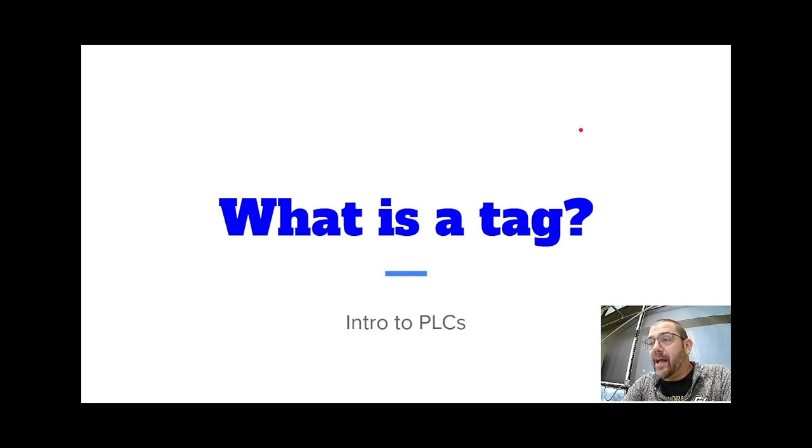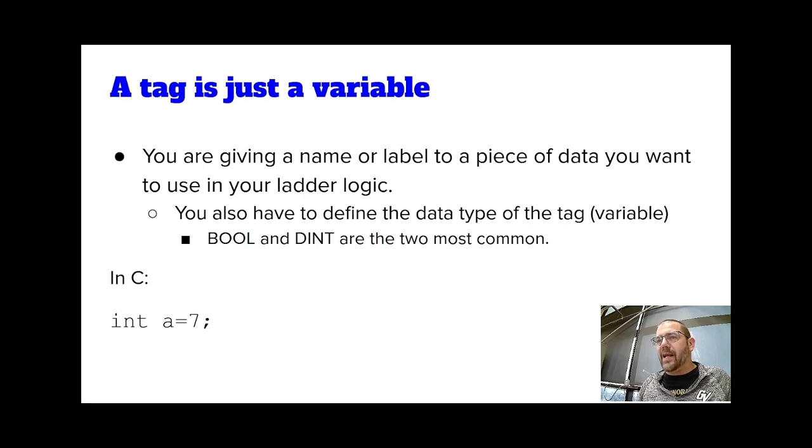So what is a tag? I mean, obviously it's a term we've probably all heard before, but how it's used in the PLC context might seem a little weird. And the bottom line is, if you've used any other programming language, a tag is just a variable. I think it gets its name from the idea that I would put a little sticker around a wire, and so it would have a label associated with what's the signal that's in that wire. That's my best guess. But essentially, you are giving a name or a label to a piece of data you want to use in your ladder logic.